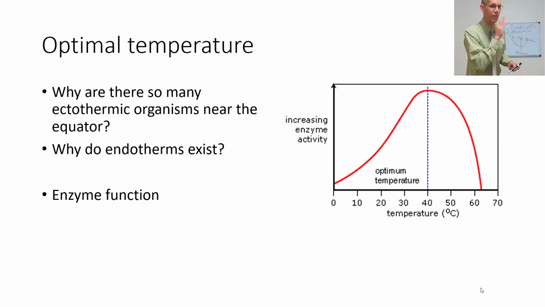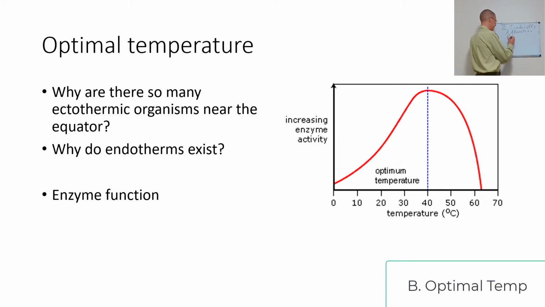Sometimes there aren't costs. The theory of allocation says there's always costs. Don't always believe it. Optimal temperature. This is just basic enzymes. If you have taken or plan to take biochemistry, then this is either review or preview.